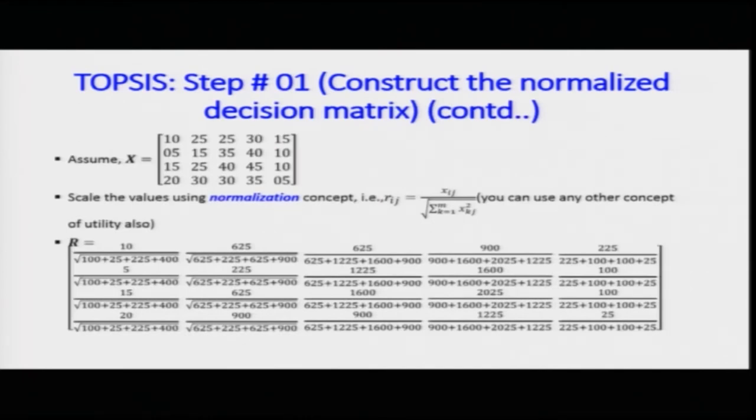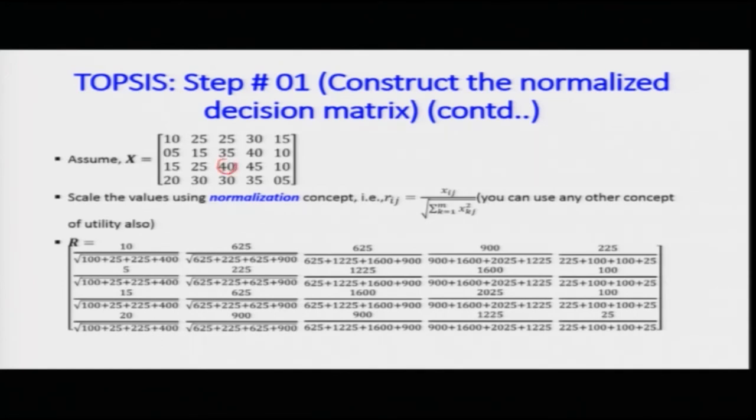Assume the values given for the X matrix. I am only reading the first row, which is 10, 25, 25, 30, 15. Similarly, the last row is 20, 30, 30, 35, 5. Remember, the number of alternatives is 4, which are the first, second, third and fourth rows, and the criteria are the first to fifth columns. That means 4 alternatives and 5 criteria. Now, consider the value of 40.